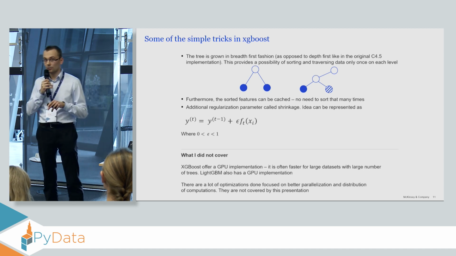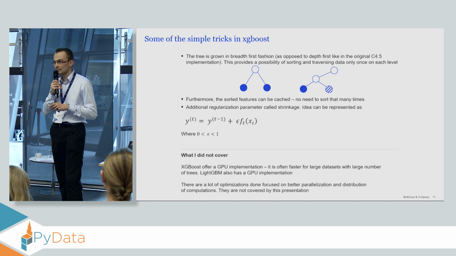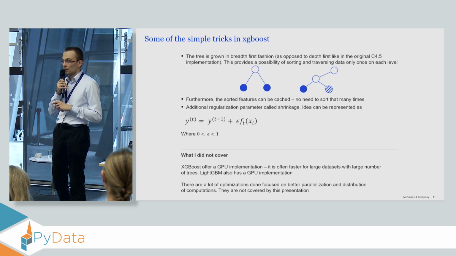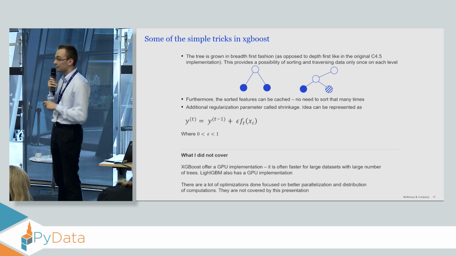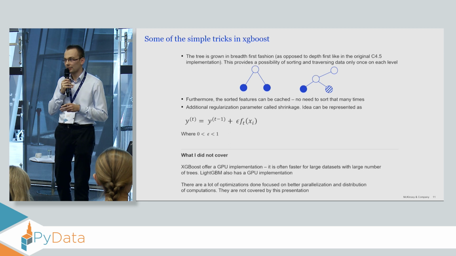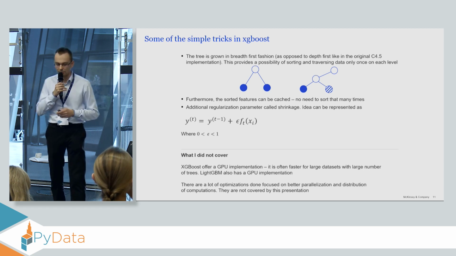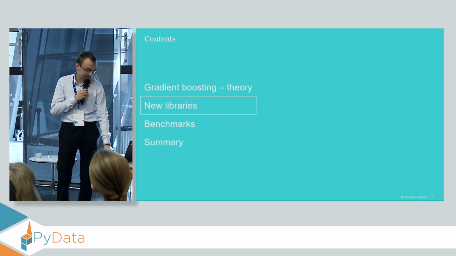There are some things that I did not cover about XGBoost. First of all, XGBoost offers a GPU implementation that is sometimes faster on large datasets. One of the libraries I will describe soon also offers a GPU implementation, LightGBM. Another thing is that XGBoost is very well optimized for parallel and distributed computations, but that's probably something you know well. Okay, so let's start talking about the new libraries.